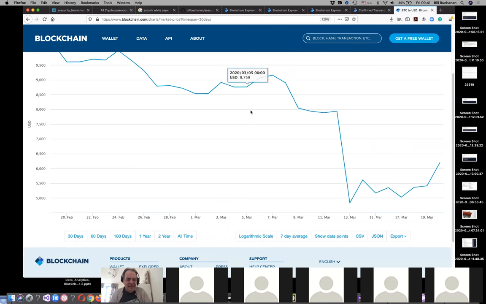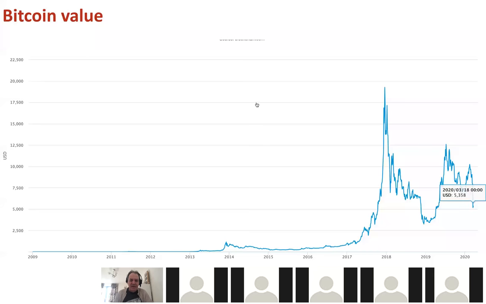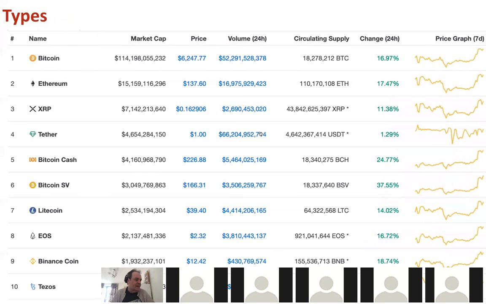We'll see how it goes and whether it is a contender for other types of currency. So there are lots of different types of cryptocurrency.